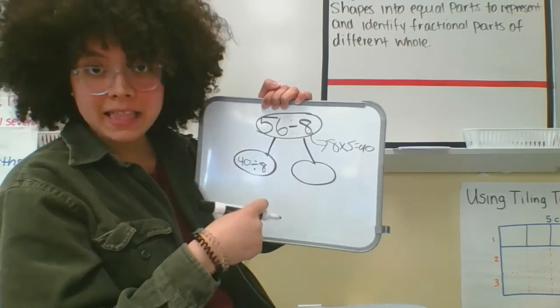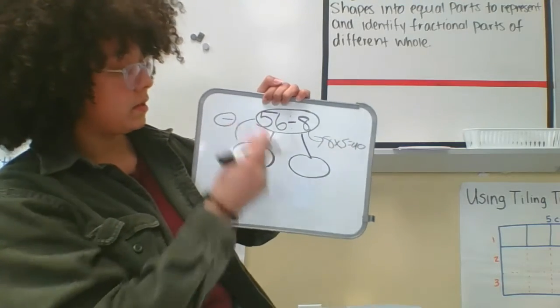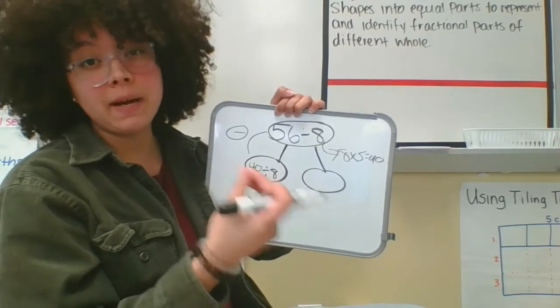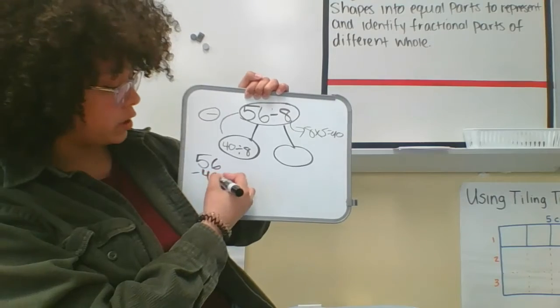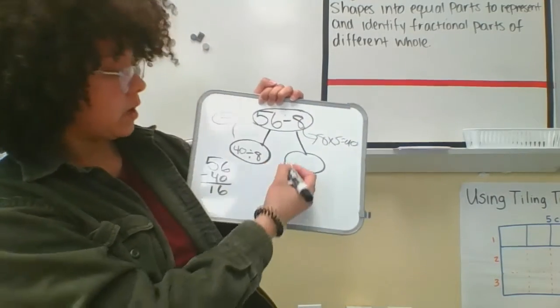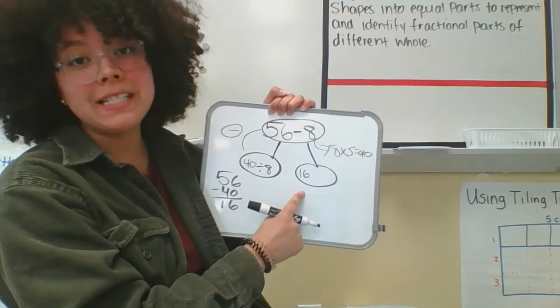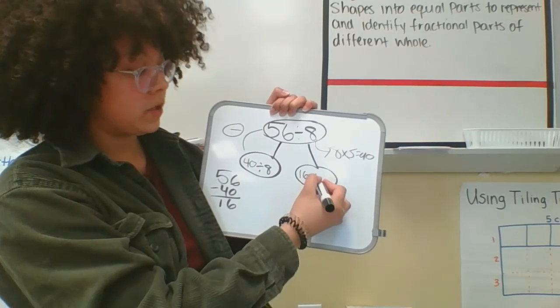Now my second thinking job is, what is the difference between 56 and 40? Or what is 56 minus 40? Let's find out. Remember that we always show all of our work, even if we think that we can do it in our brains. So 56 minus 40 is 16. We're going to go ahead and make 16 our second dividend in that second bubble, and still we're dividing by 8.